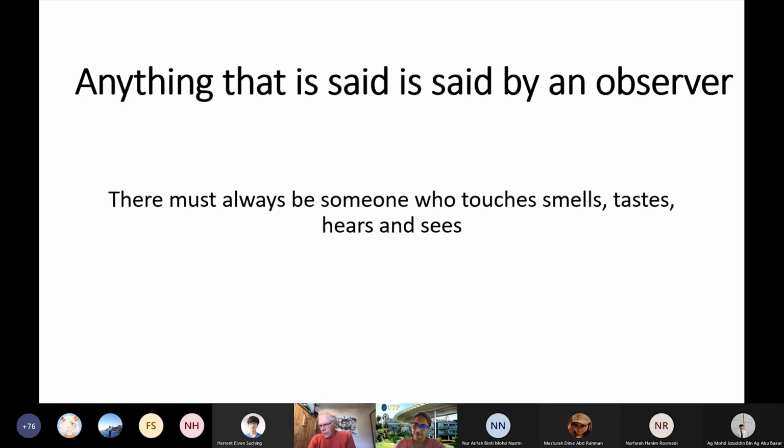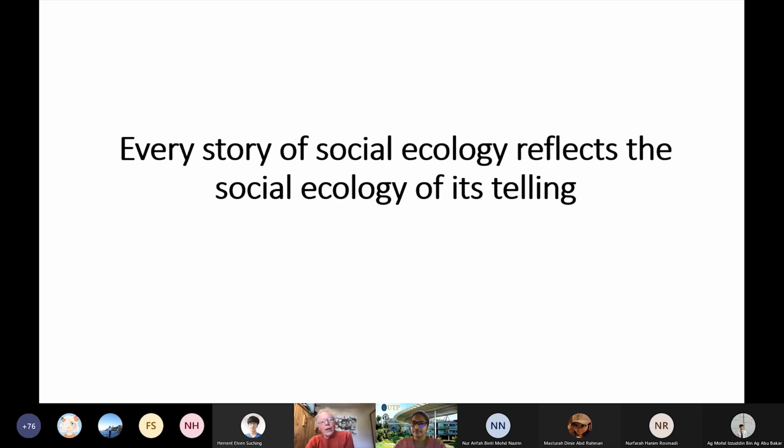So this analysis of an understanding that comes from somewhere is something that we apply to the term social ecology. So if we can move on, please. So we talk about social ecology as a story that's told about relationships. And that story reflects the social ecology of its telling.